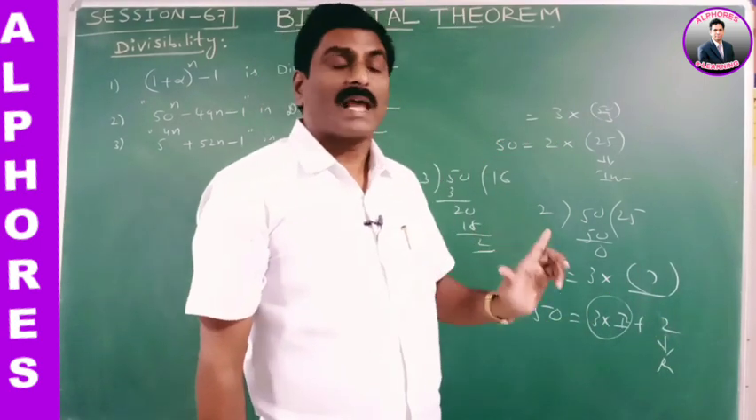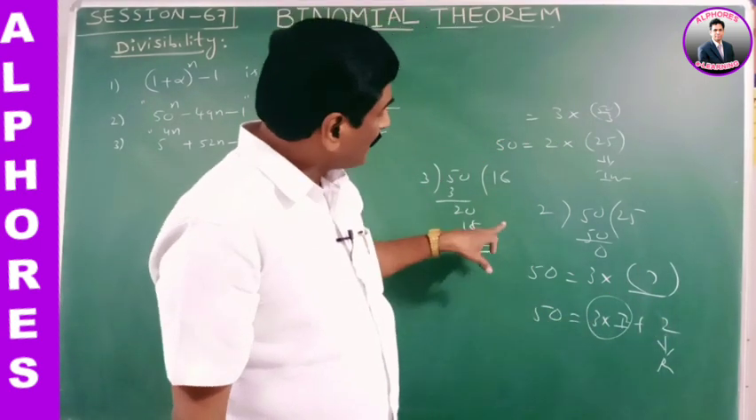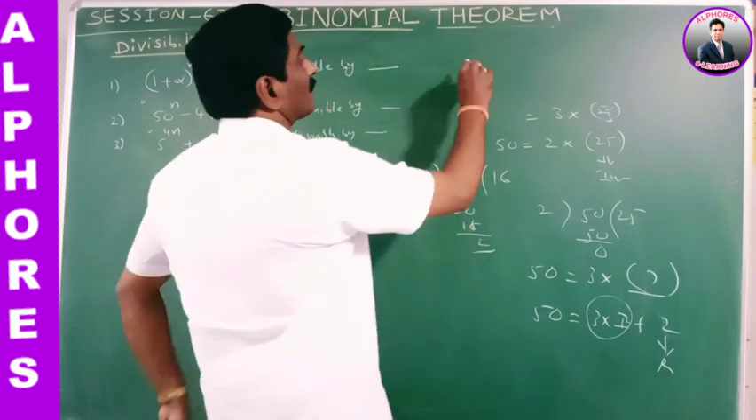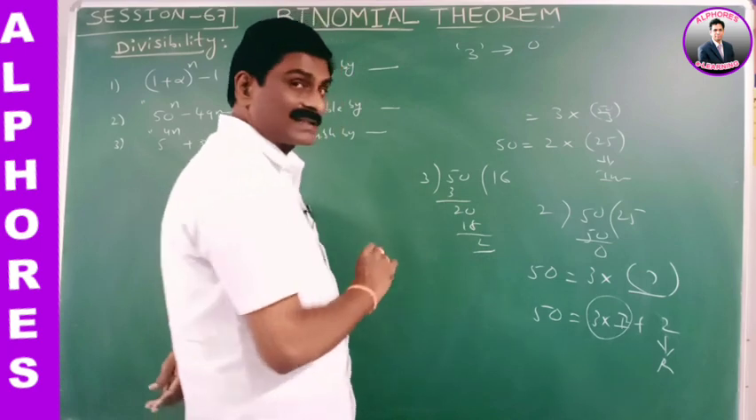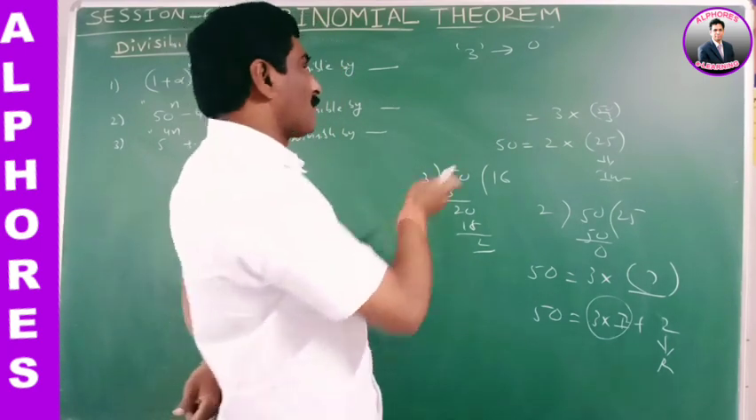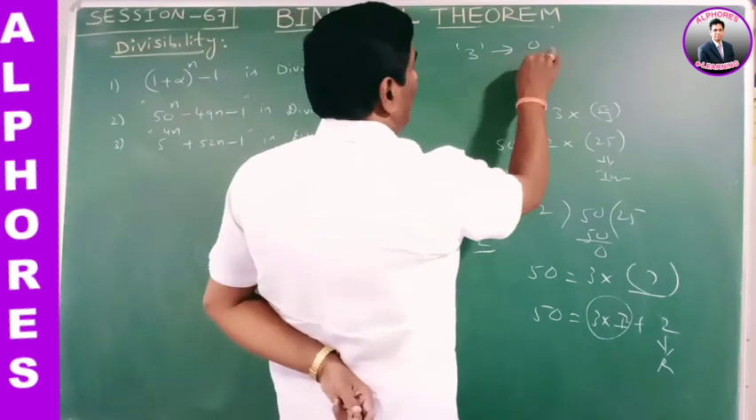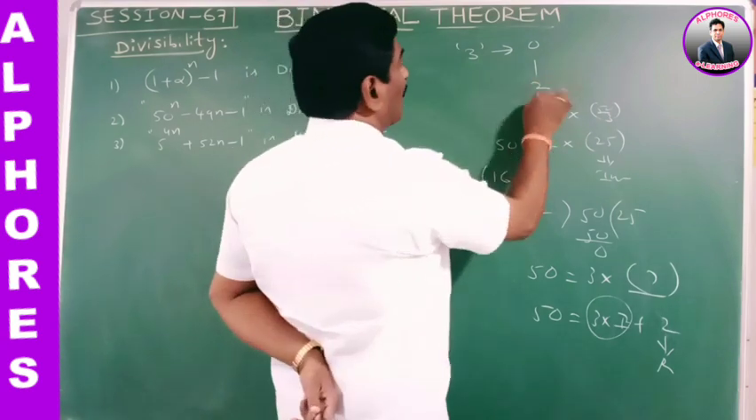The remainder always lies in between. Suppose a number is divided by 3. The possible remainders are 0. 0 means that it is divisible by 3. Suppose it is divided by 3, then the possible remainders are 1 or 2, not more than 3.